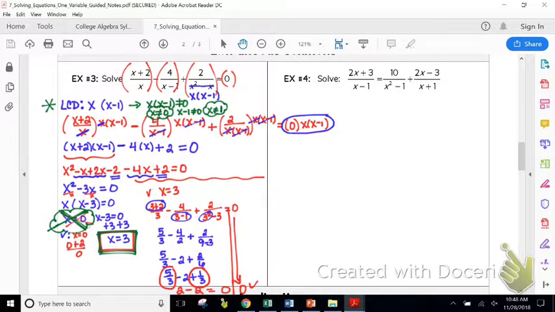Okay? I think that's a little bit easier. Y'all are pretty good at finding the domain now. So that's the route I'm going to use. Y'all okay with it? All right, so let's try that on example 4.